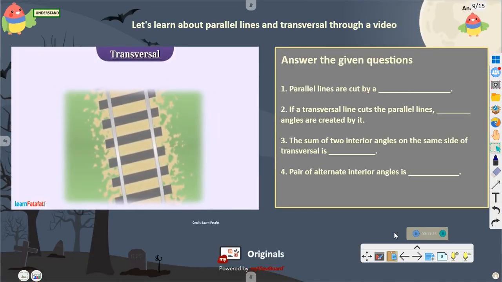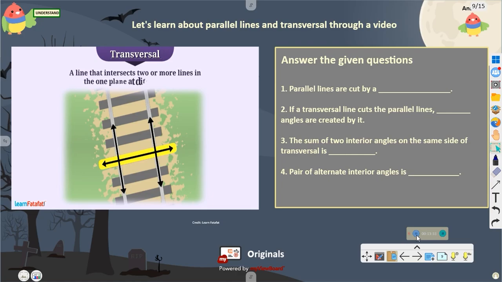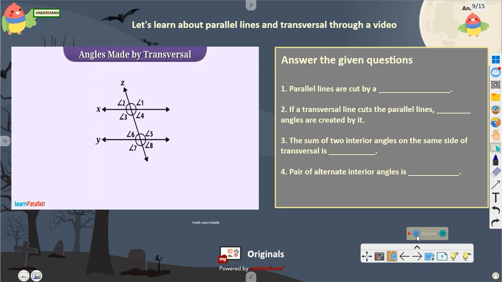Seen a railway line in which one line intersects two lines. A line that intersects two or more lines in one plane at different points is called a transversal. Now look at this figure. Here, line Z is intersecting line X and line Y at different points. That's why line Z is a transversal. Transversal Z forms 8 different angles with these lines. Let's discuss them one by one.